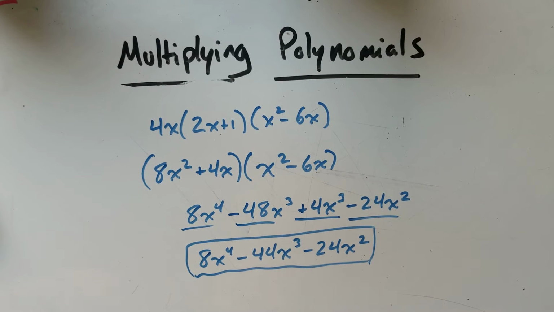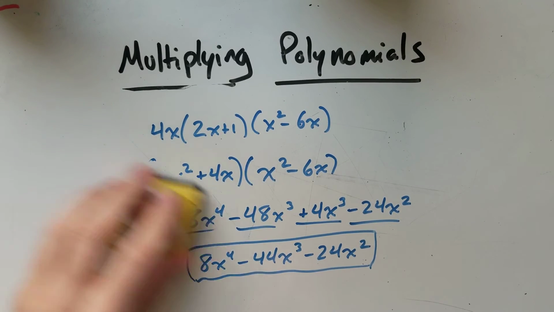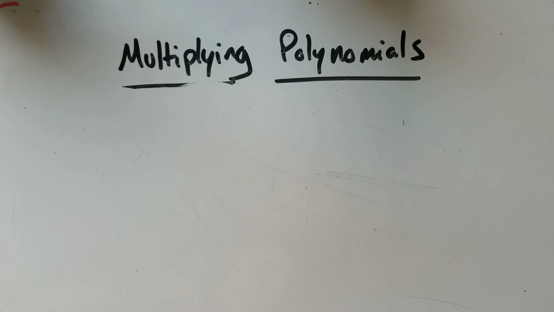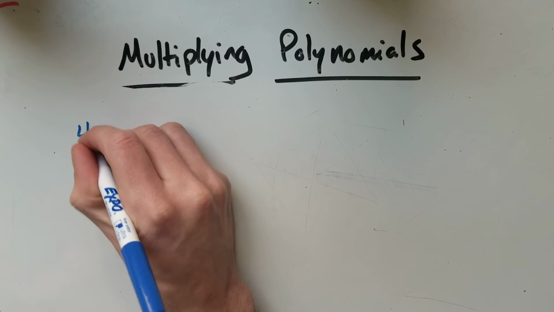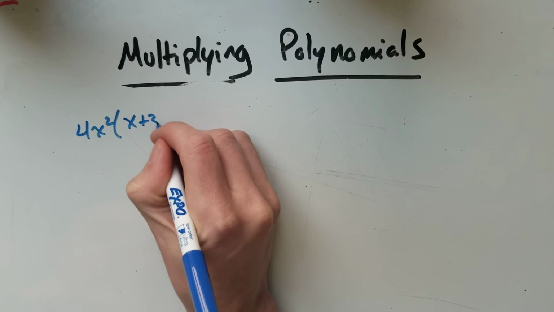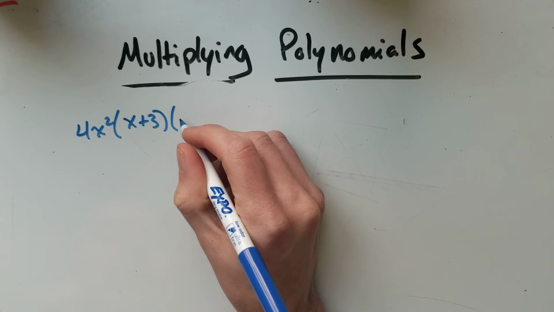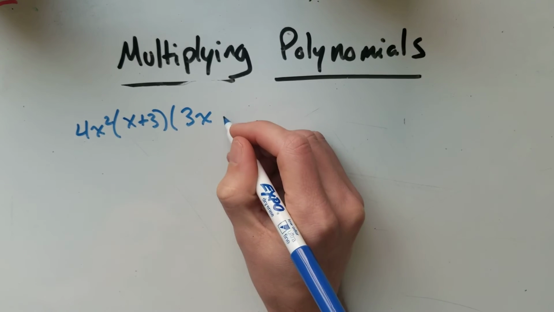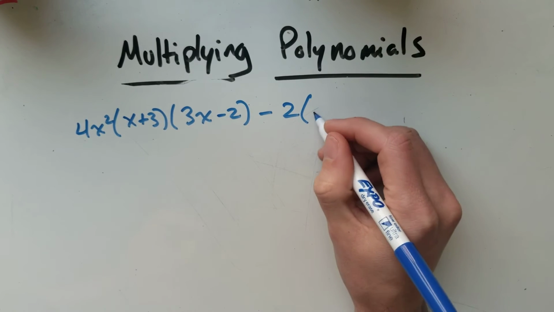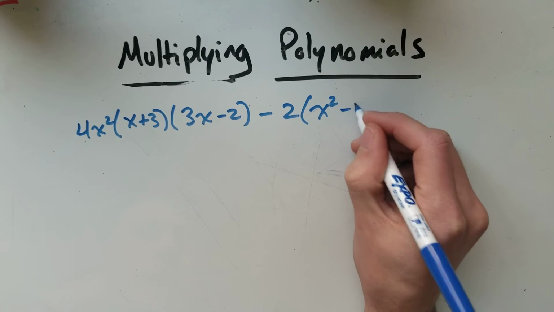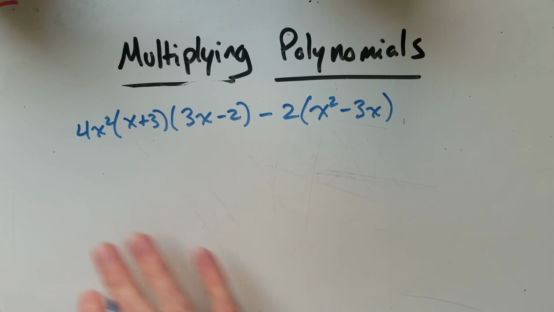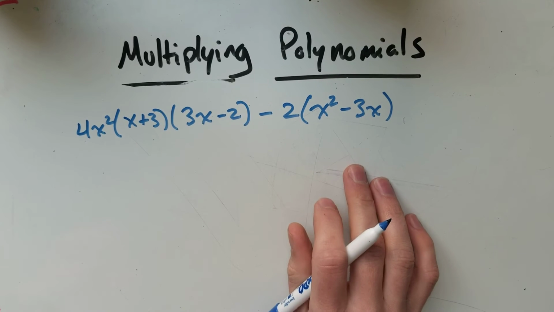I will do a couple more and then I'll let you have some time to practice multiplying these out. So our next one, we're going to combine a little bit of past topics in as well. This one will be a little bit more work. Let's say we have 4x squared times the quantity x plus 3 times the quantity 3x minus 2, and we're going to subtract 2 times the quantity x squared minus 3x. So if you want to try this on your own, go ahead and pause, see if you can figure it out on your own. I'm going to go through and show you how to do it.